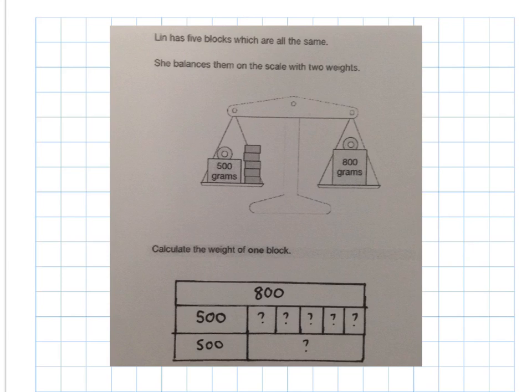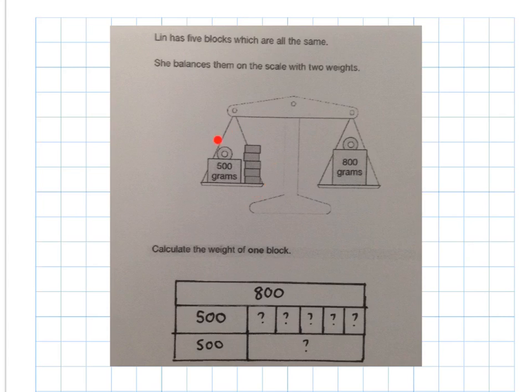This is probably the problem that looks the most complicated, but again, hopefully when you draw the bar model, it turns out to be relatively simple. She's got 5 blocks all the same, and they're balanced on a scale, which means this side is the same as this side. In my experience, that's the bit that we sometimes don't quite understand with this problem.